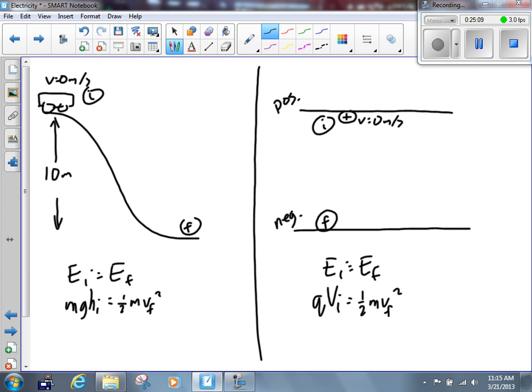Does it have any more potential to go somewhere? No. It's like the car has reached the bottom of the hill. So it doesn't have potential energy.